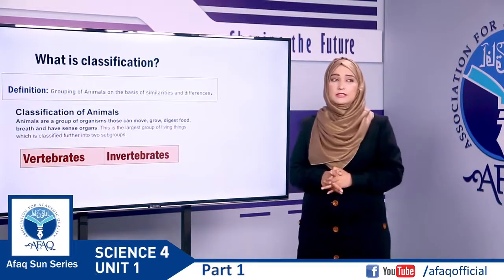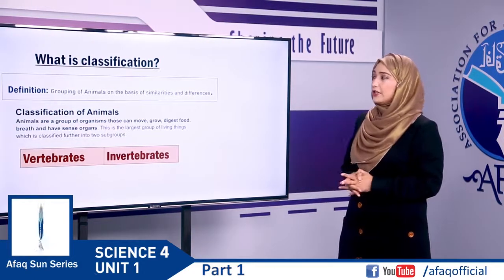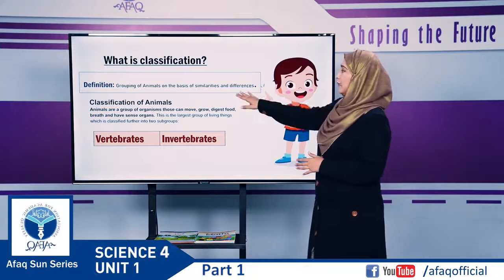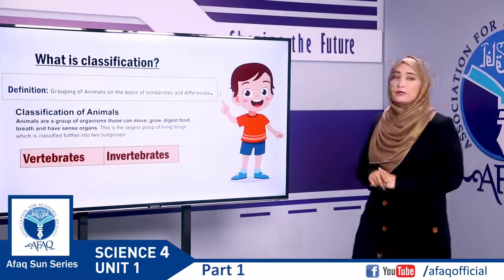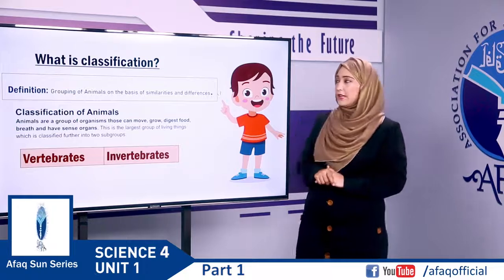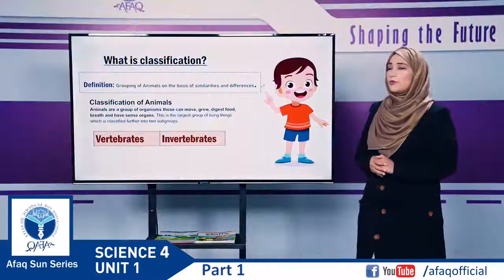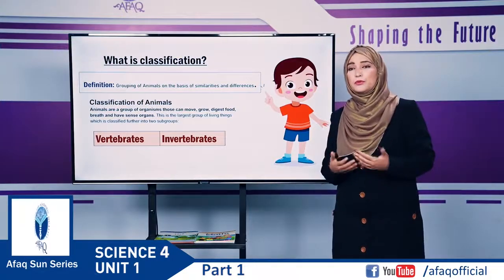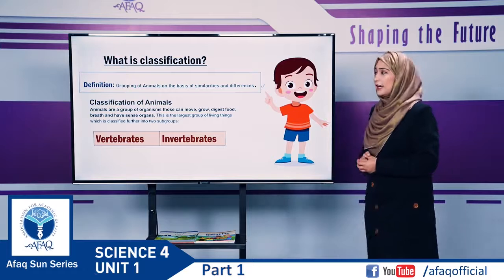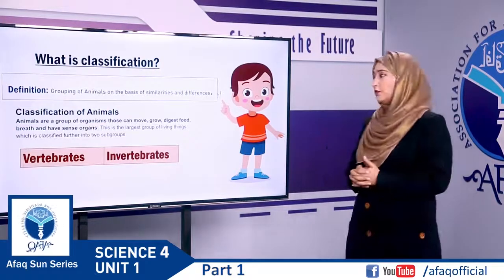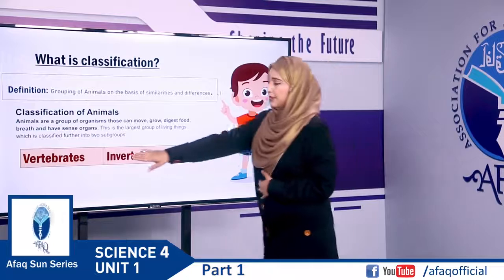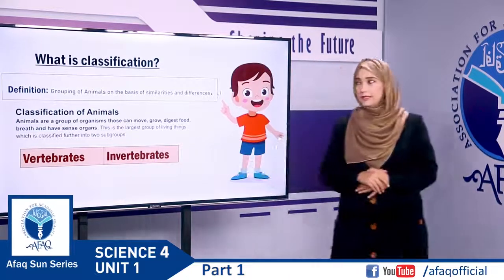Grouping of animals is called classification. We classify animals on the basis of similarities and differences. Now, we will study how animals are classified. Animals are a group of organisms that can move, grow, eat, breathe and reproduce. So, animals are divided into two major groups, vertebrates and invertebrates.